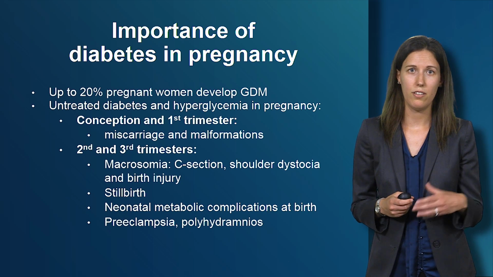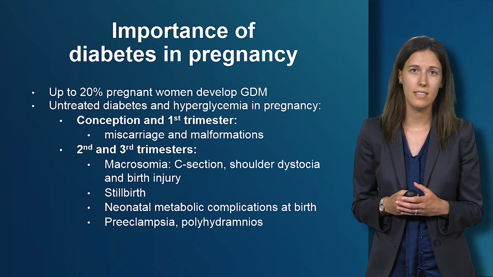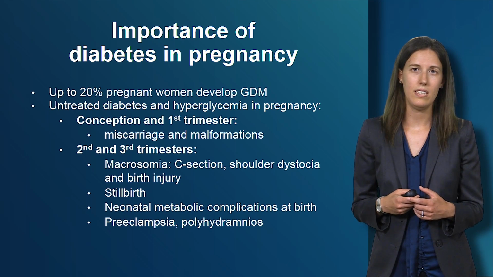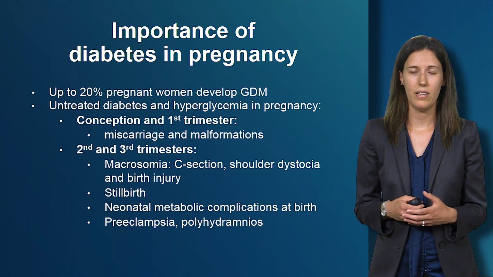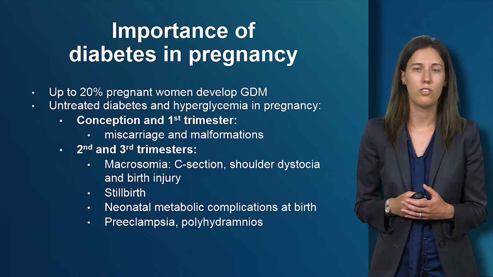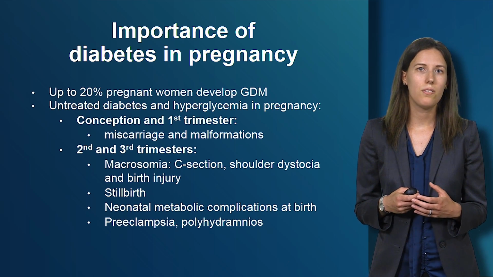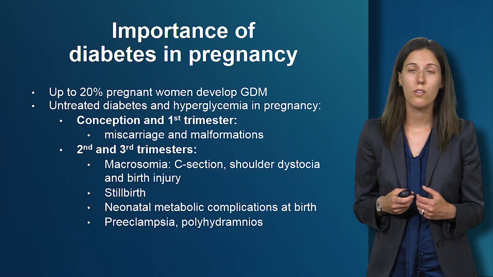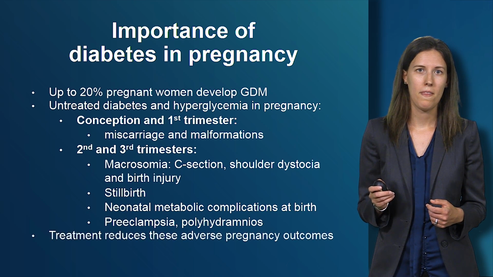Later on in pregnancy, in the second and third trimester, and this would be pertinent for all pregnant women with diabetes, including gestational diabetes, type 1 diabetes, and type 2 diabetes, there's a risk of macrosomia and the associated risk of C-section, shoulder dystocia, and birth injury. There's also a risk of stillbirth, neonatal metabolic complications at birth, including neonatal hypoglycemia, as well as preeclampsia.